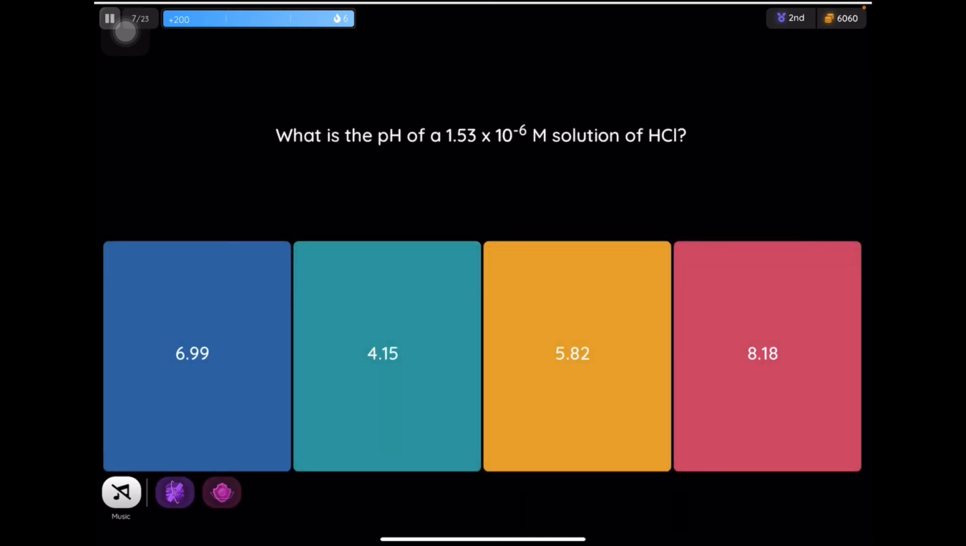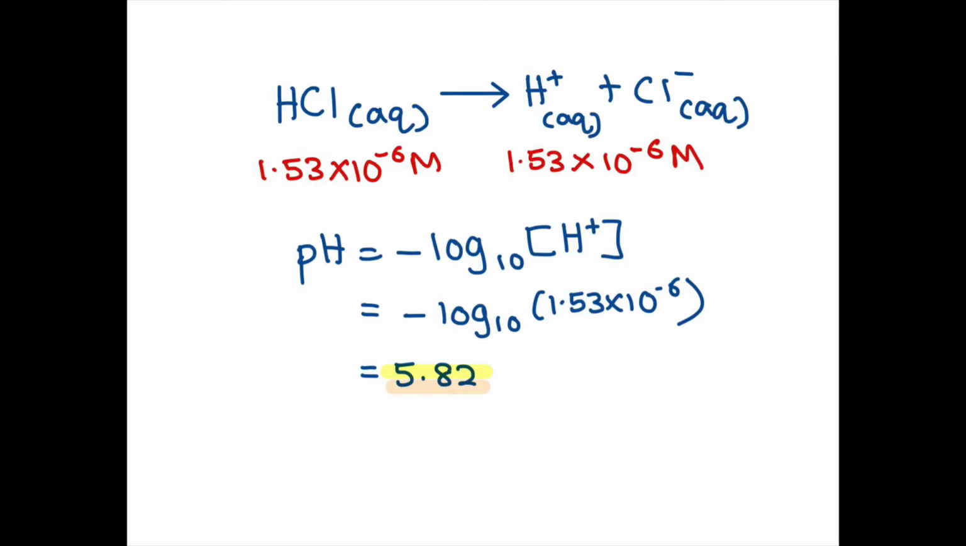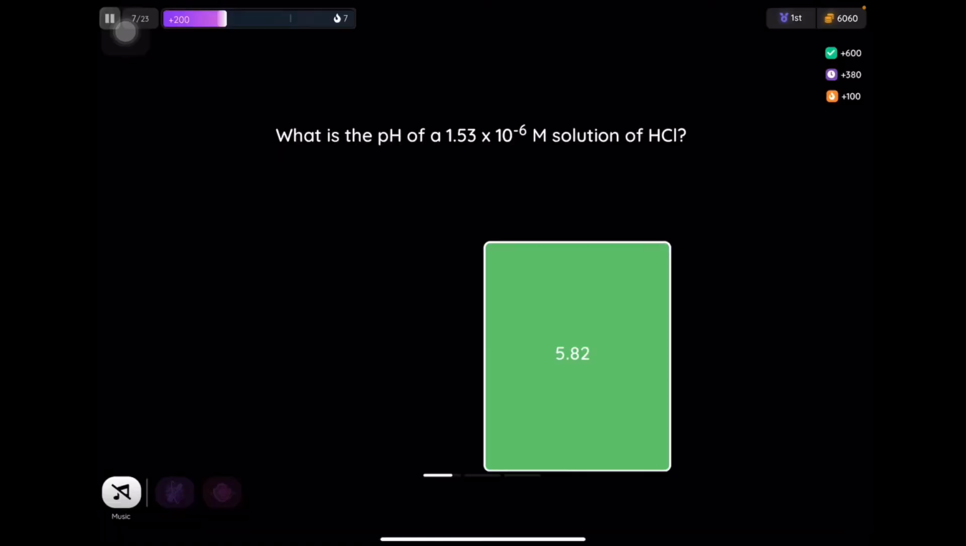What is the pH of 1.56 times 10 to the power of -6 molar solution of HCl? Here, do recall that HCl is a strong acid, therefore 100% dissociation occurs, and 1.53 times 10 to the power of negative 6 molar would be the concentration of H. Negative log base 10, this value would give you an answer as shown in the calculation, 5.82.